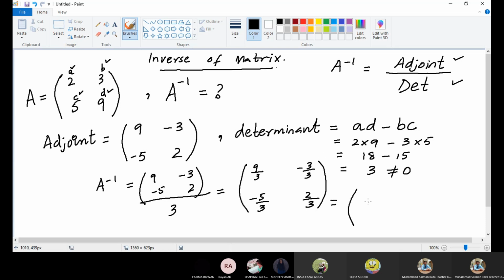And now I'm going to find out the final answer of mine, which is a 3, minus 1, minus 5 over 3 and a 2 over 3. So this is my final answer. So this is how we find out the inverse of the matrix. So this is the inverse of the matrix.